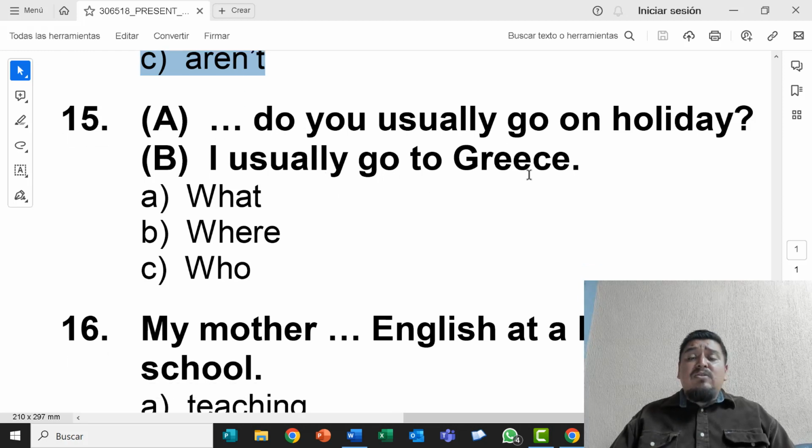Aquí como nos está hablando de un lugar, yo usualmente voy a Grecia. So, la pregunta es, ¿a dónde usualmente vas de vacaciones? Y la WH que nos habla de lugares es definitely, the WH that we use for places is where. So, where do you usually go on holiday? So, I usually go to Greece.